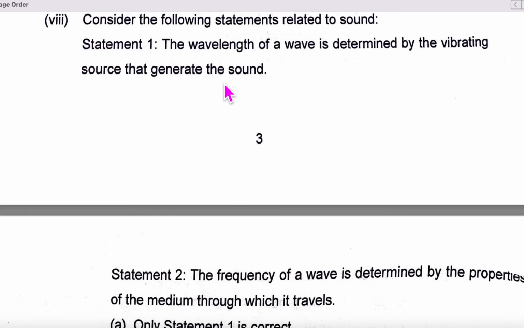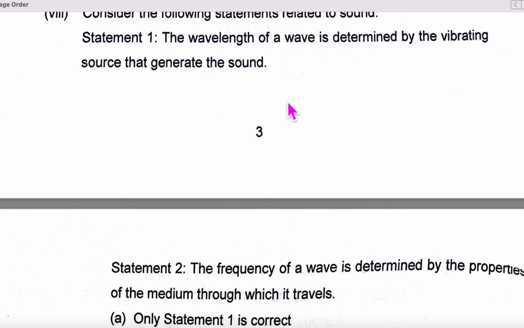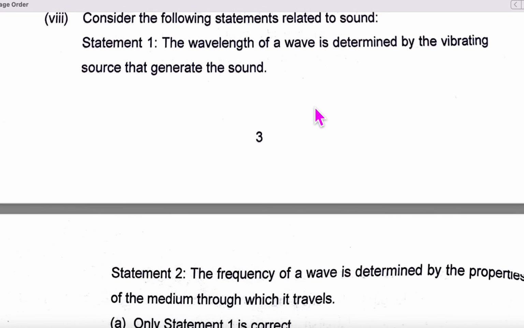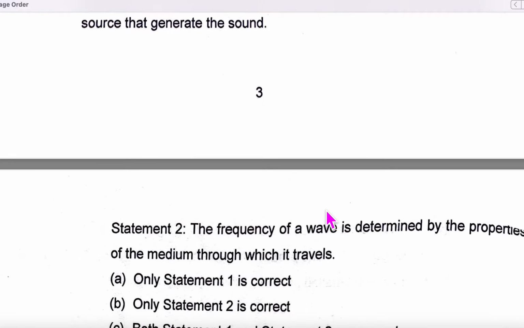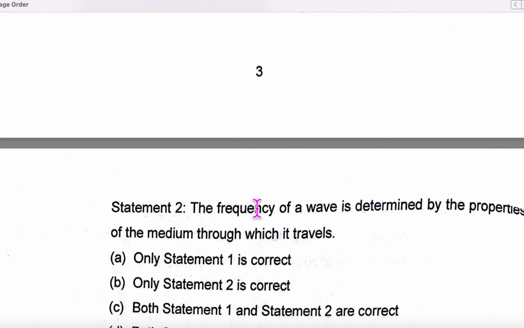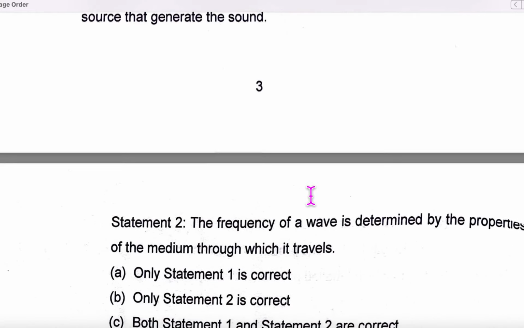Determined. And statement 2 is what? The frequency of a wave is determined by the properties of the medium through which it travels. Wavelength is determined. Now wavelength will depend upon the wave velocity, so we can find out wave velocity from the source of sound. It is doable. But the frequency, what determines the frequency? The source of sound.